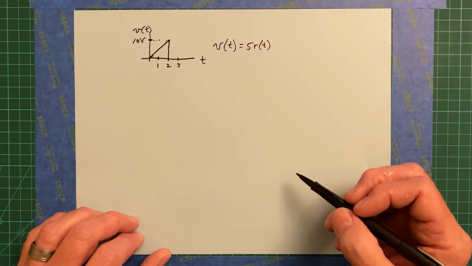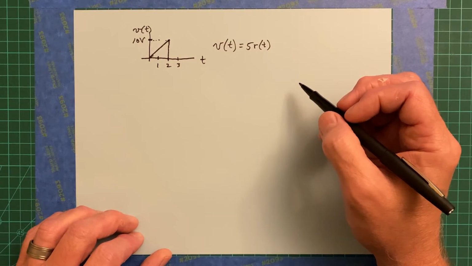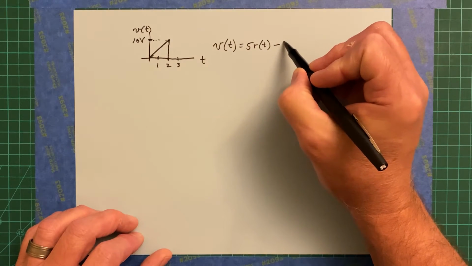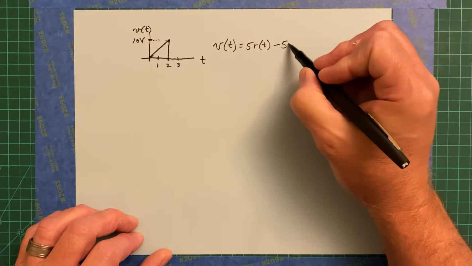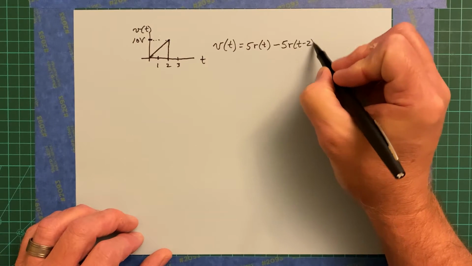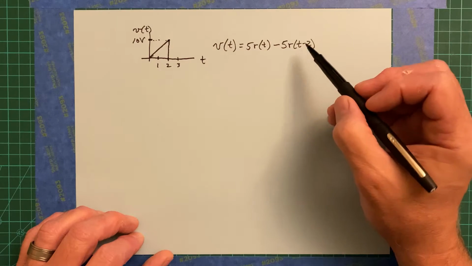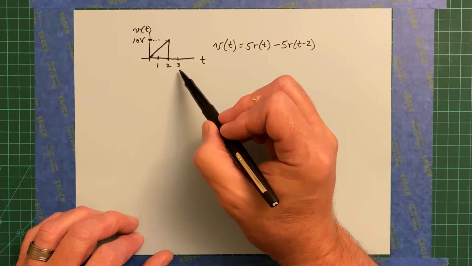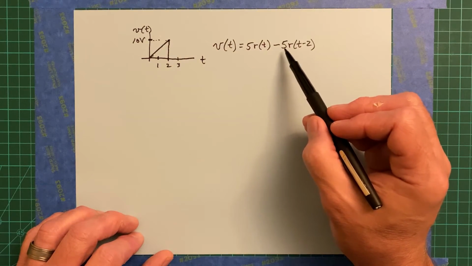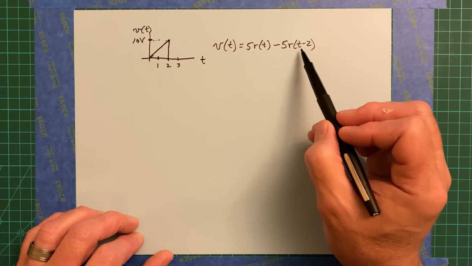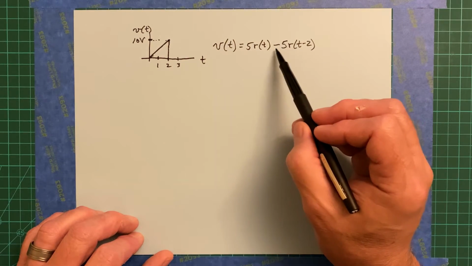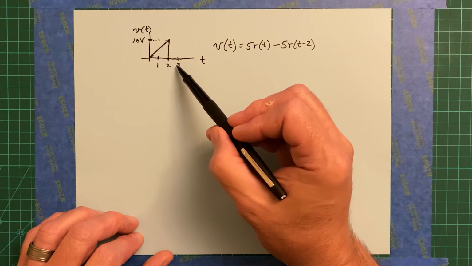Then we need to cancel that out. So we could just do something like this. We could say minus 5 r(t minus 2). At that point, we've got a downward slope. This is the same function. It starts at t equals 2, but it's got a negative slope, so it's going to go down here.